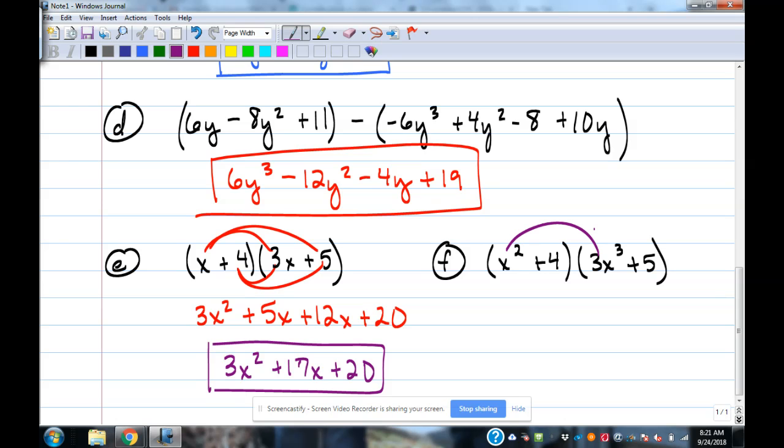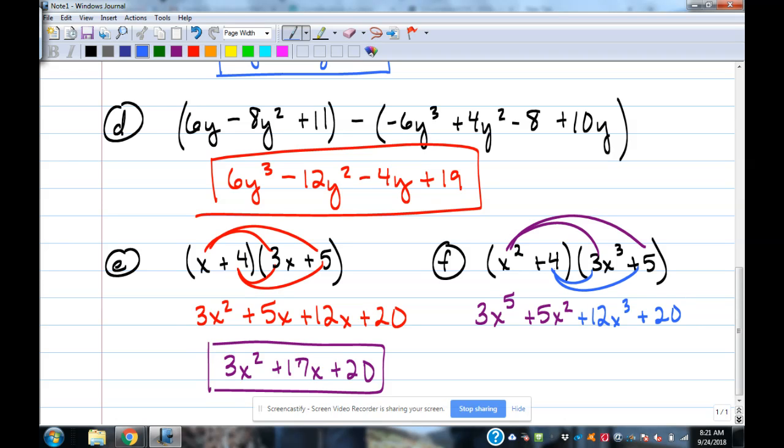X squared times 3x to the third, 3x to the fifth. Goes back to that rule about exponents. If you multiply, you add exponents together. Okay? And then x squared times 5, 5x squared. And then we're going to distribute the other part. Plus 4 times 3x cubed, 12x to the third, plus 20. All right. Are we done?